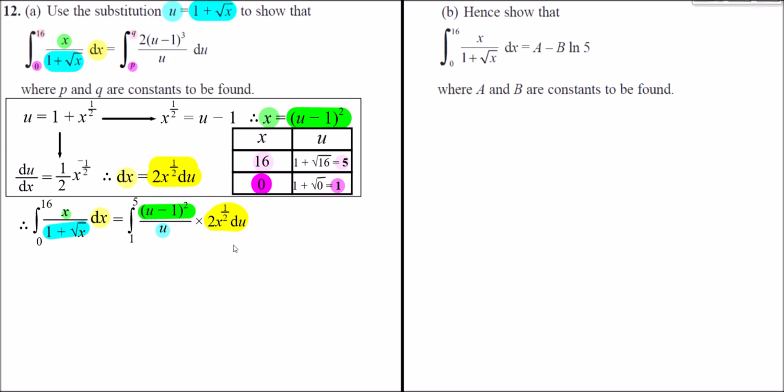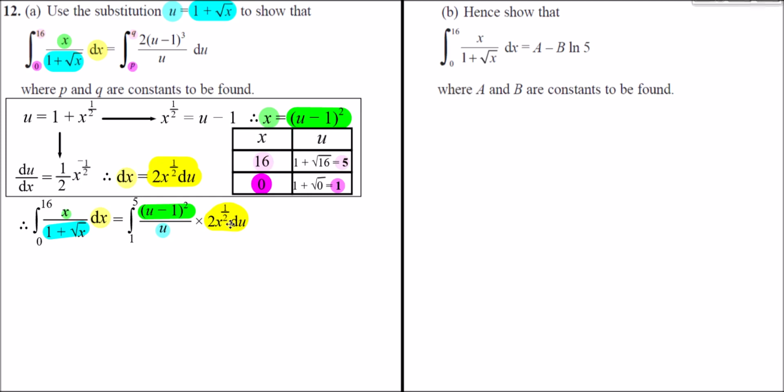So there's a snag. We've still got an x to the half remaining, so it's not quite all in terms of u. So one thing I did mention up here, I could have done this earlier, or I can do it now. I'm choosing to do it now. I can replace x to the half with u minus 1.